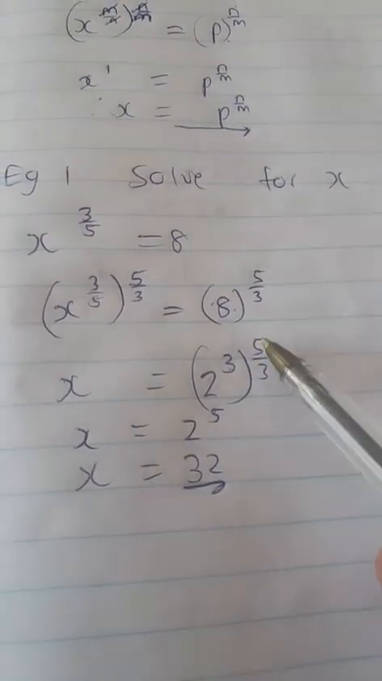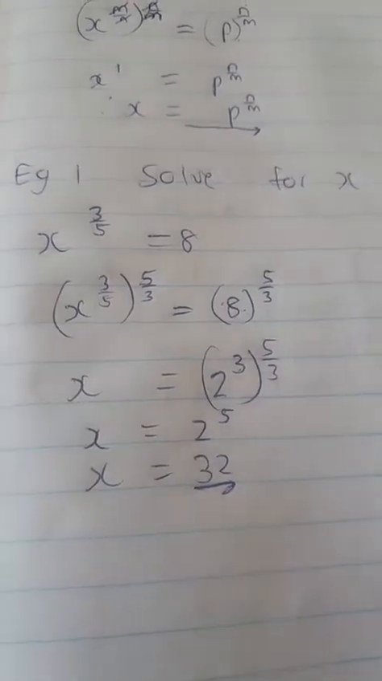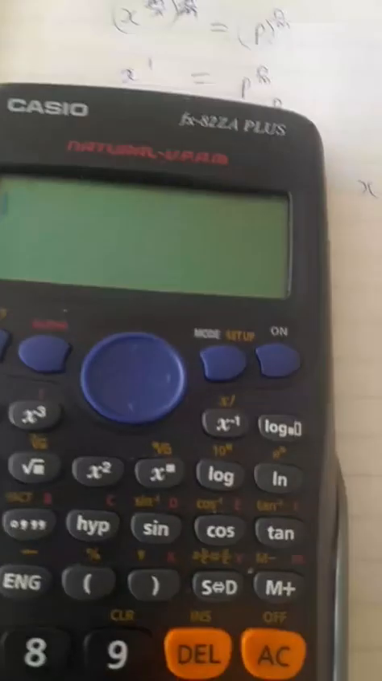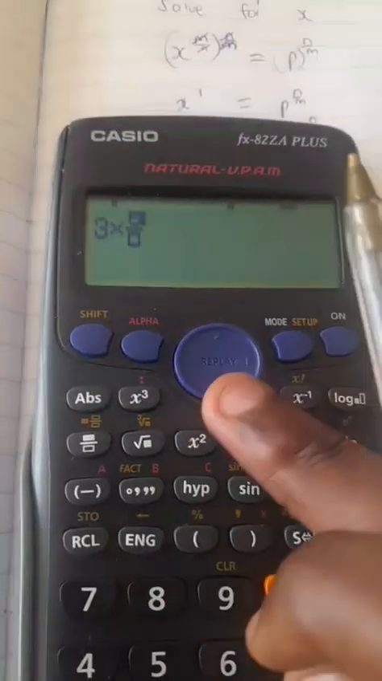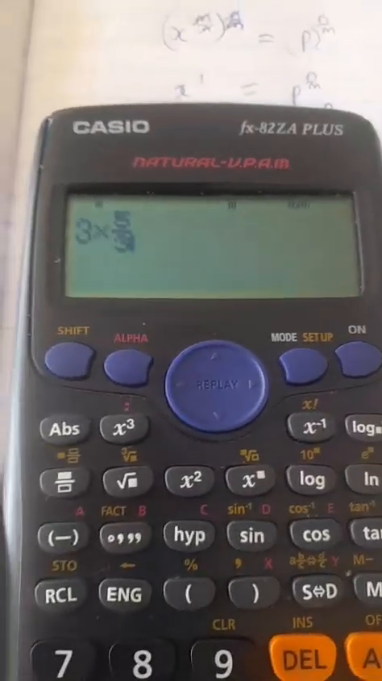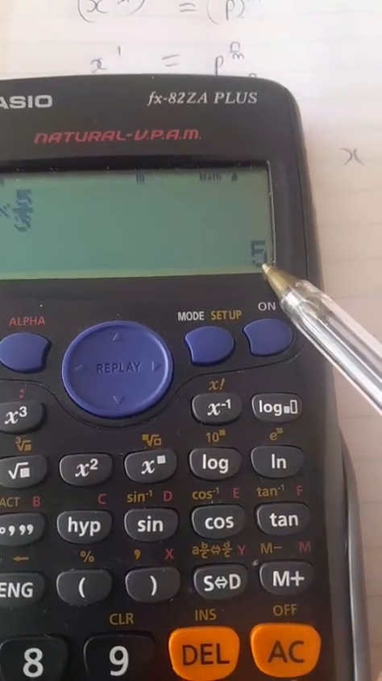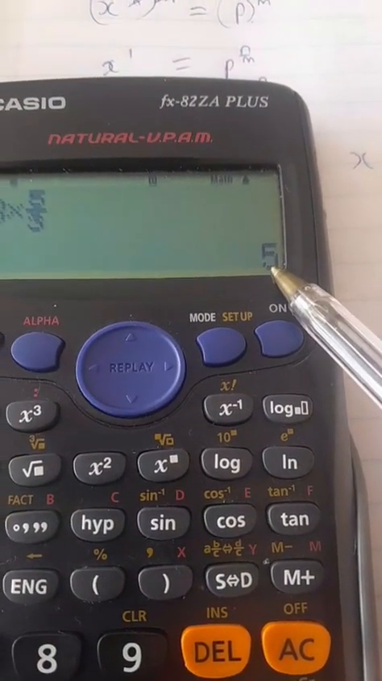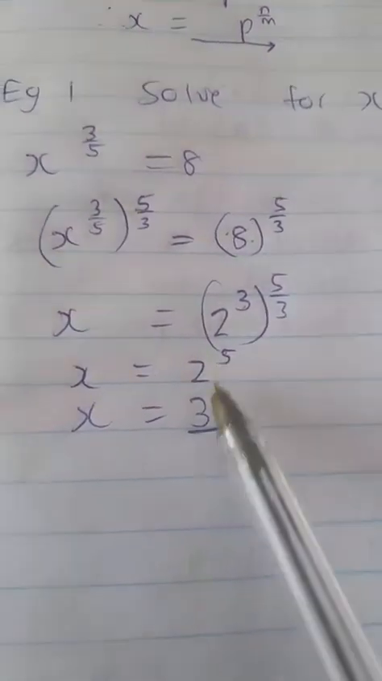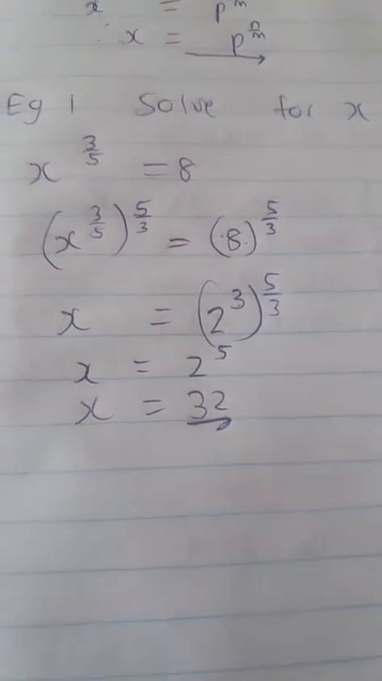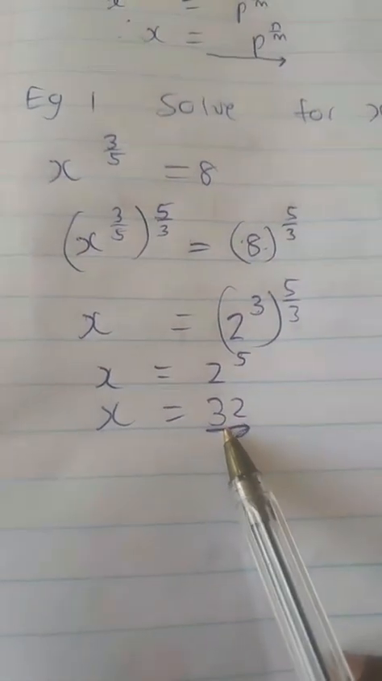Then the reciprocal was 5 over 3 of 3 over 5, so you multiply 3 times 5 over 3. Sometimes, instead of writing this out, you can just go to your calculator and enter 3 times 5 over 3. Your calculator will give you the actual value you're supposed to have as the exponent raised over 2. So there it is, 2 to the power 5. And for 2 to the power 5, you can use your calculator as well if you don't know it off by heart, and get 32.